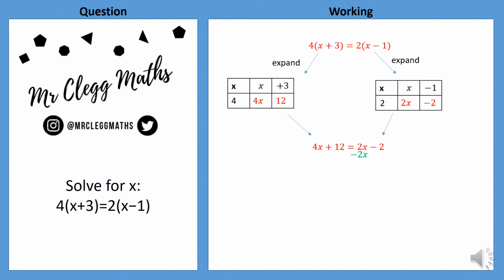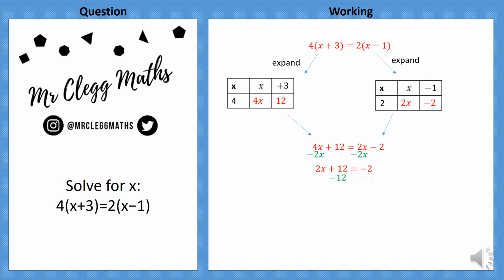to undo having 2x. But if I subtract 2x off one side, because the equal sign is perfectly in balance, I've got to subtract 2x off the other side as well. Now, the next step, I need to write what that leaves me with. Well, 4x take 2x is 2x. I've still got my positive 12, and I've still got negative 2 on the right hand side. The 2x has been eliminated because I subtracted it, so that doesn't exist on the right hand side anymore.